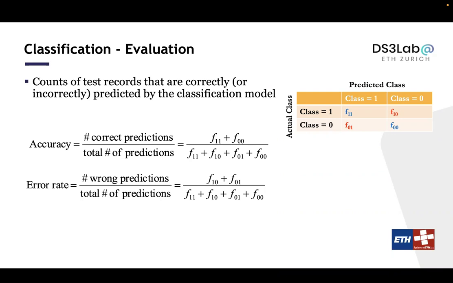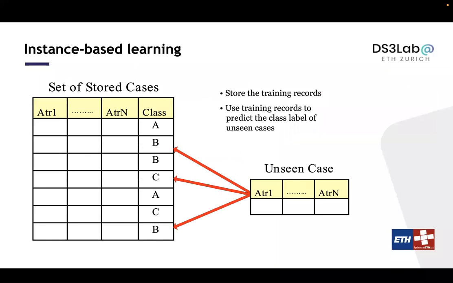And so many different quantities to measure how good a classification model really is. So today we are not going to go deep into state-of-the-art classification methods. We are going to look at a very simple case, okay? That is something called instance-based learning, which is very powerful. The idea is very simple, okay?